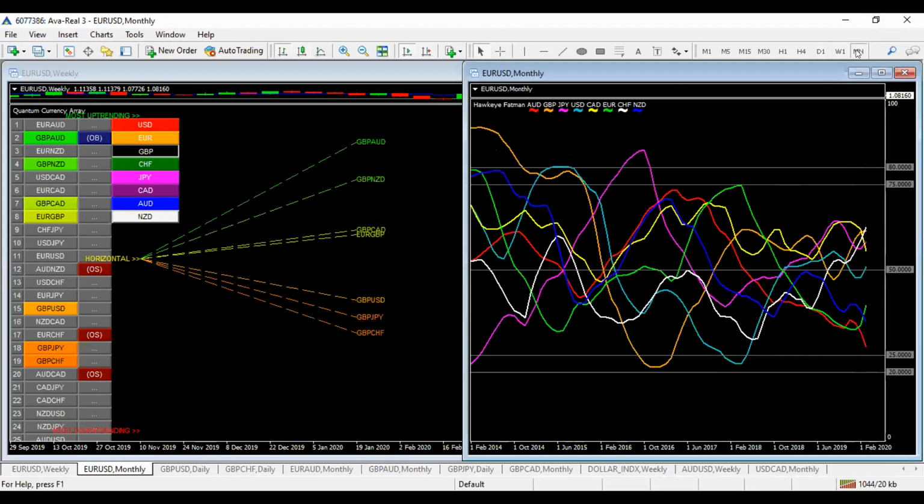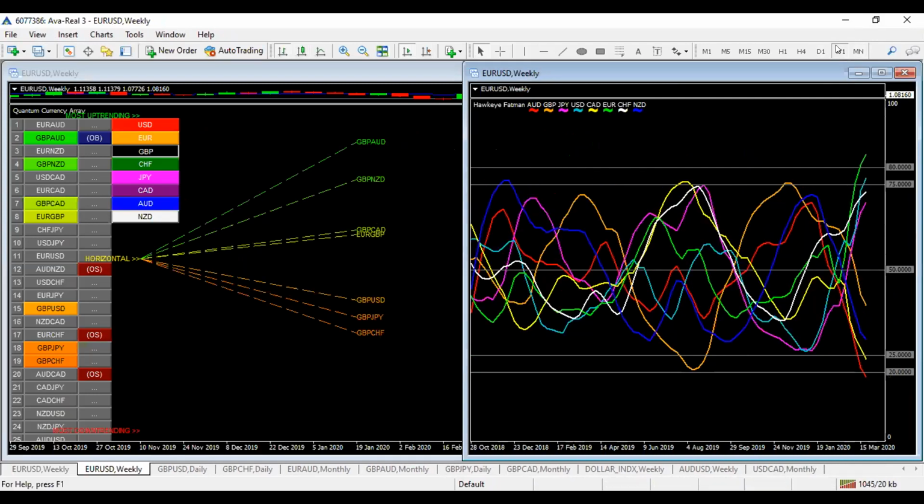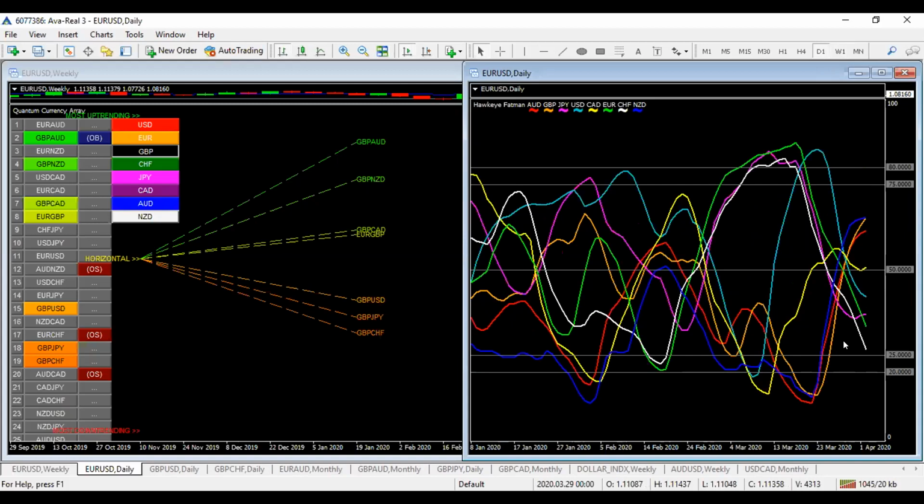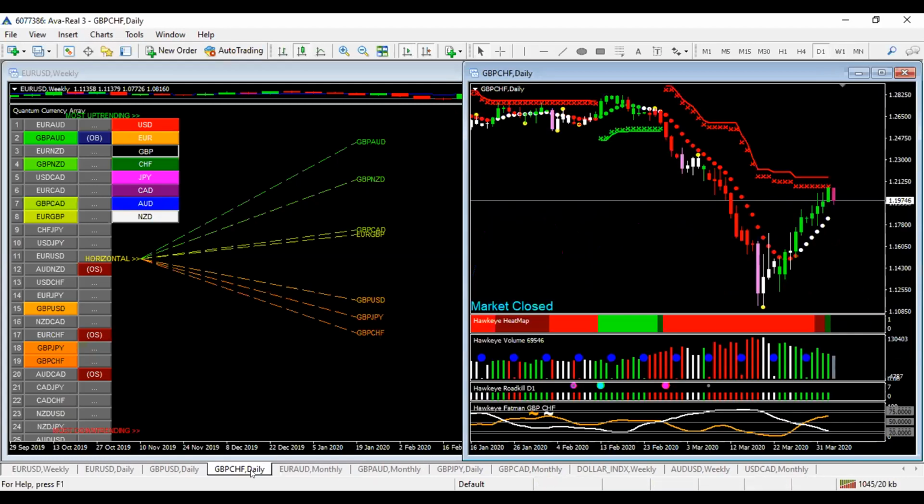Let's check the Batman directly. Okay, on the monthly, both the pound and the Swiss franc seem to be in a stronger uptrend. We see the pound over here and the Swiss franc. On the weekly, we check the daily. Okay, on the daily, the Swiss franc is actually going down and the pound is in strength. So we'll just go back to the chart.